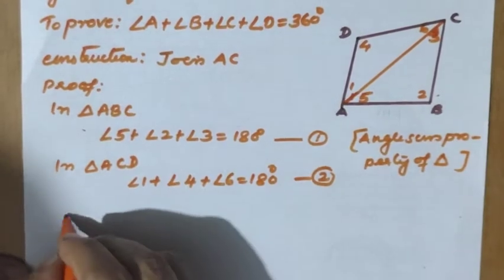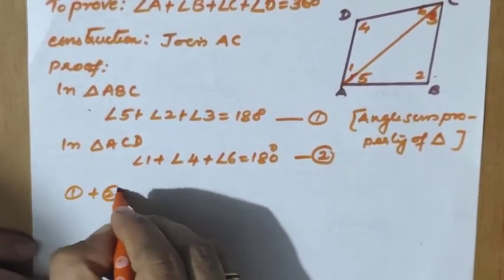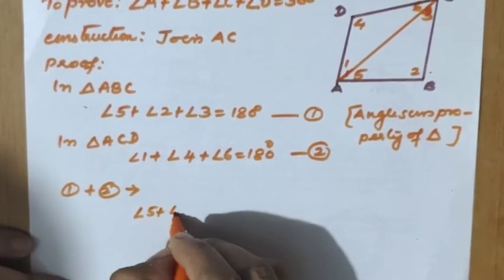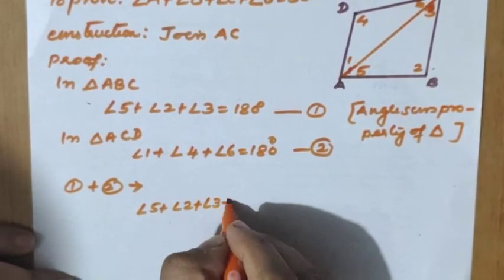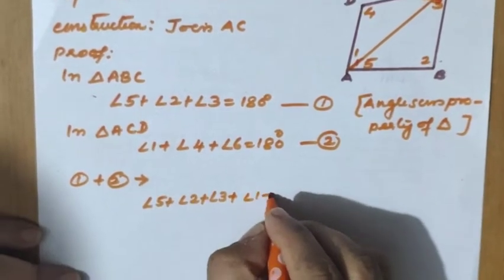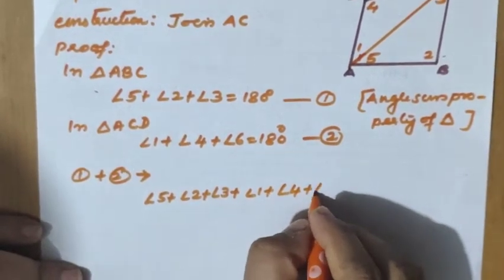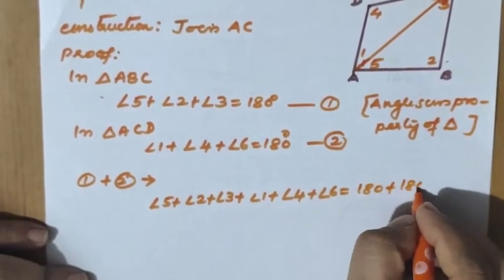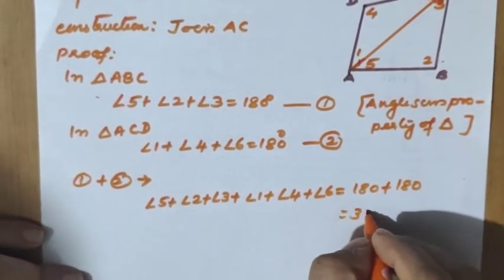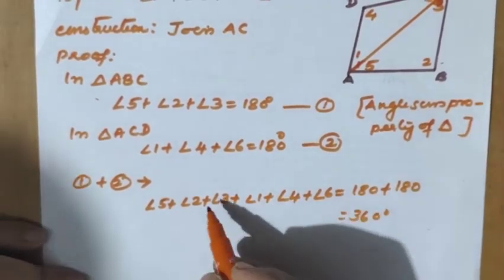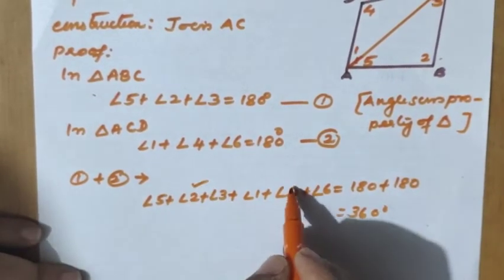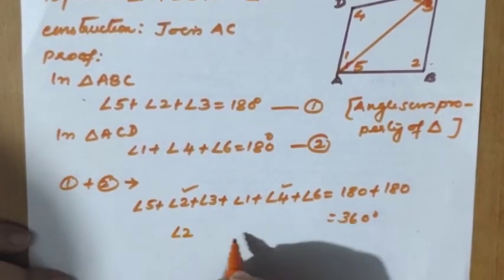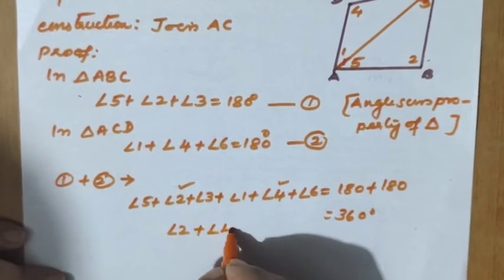Now we are adding 1 plus 2. What is the sum here? Angle 5 plus angle 2 plus angle 3 plus, on the left side, angle 1 plus angle 4 plus angle 6 equal to 180 plus 180. So we got 360 on the right side. Now angle 2 and angle 4 are complete angles only. So I'll write here angle 2 and then angle 4. There is no change for that one.